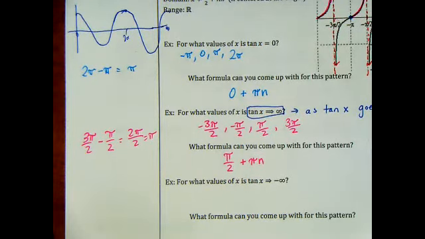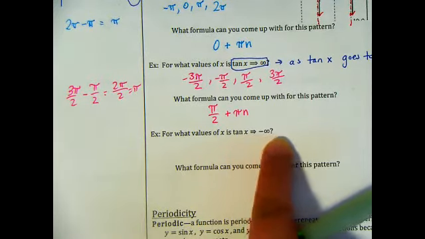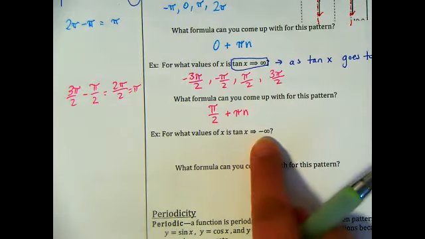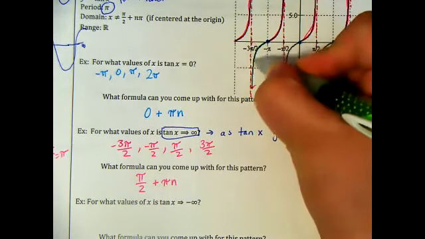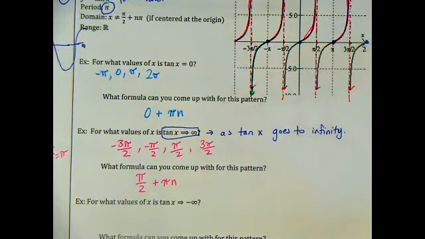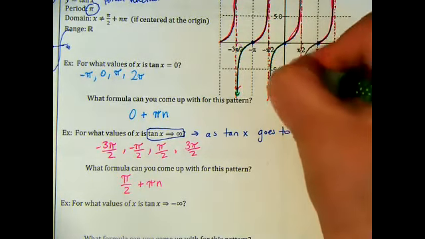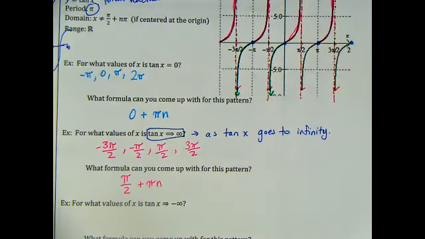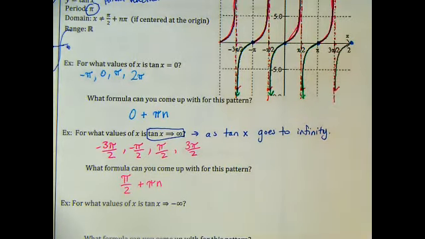Next, the next one is for what values of x is tangent x going toward negative infinity now. Okay. So this is as tangent x goes to negative infinity. So now we're moving down. We're moving down, down, down. So if you can see, we have our tangent x moving down as it approaches negative 3 pi over 2. We have our tangent x going down as it approaches negative pi over 2 there. We have our tangent x getting lower and lower and lower as it approaches pi over 2. And similarly here, as it's approaching 3 pi over 2.